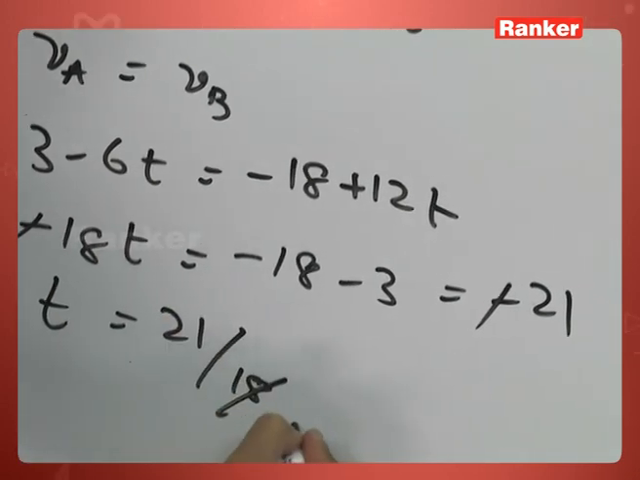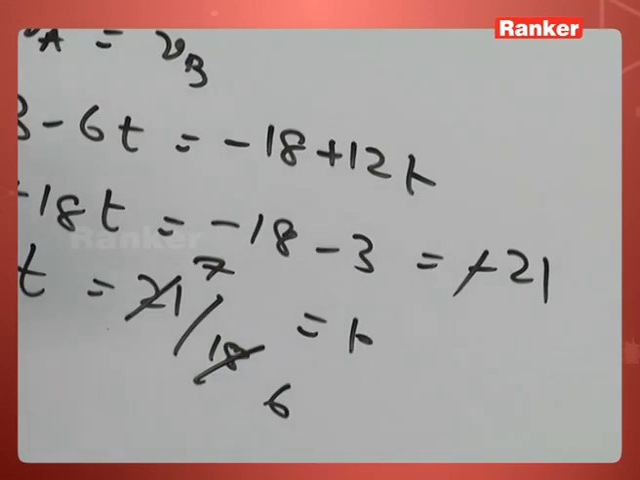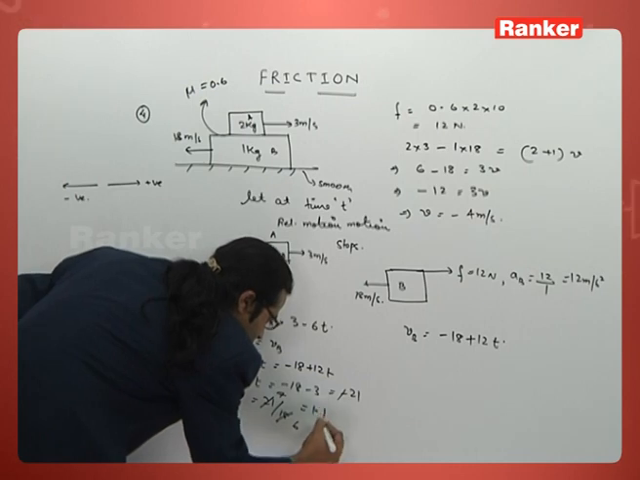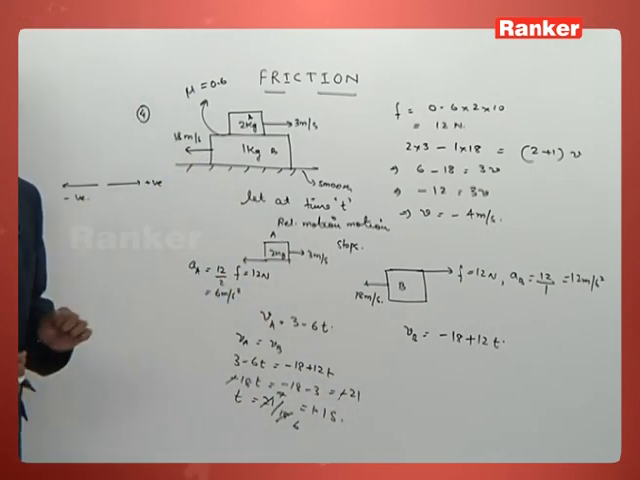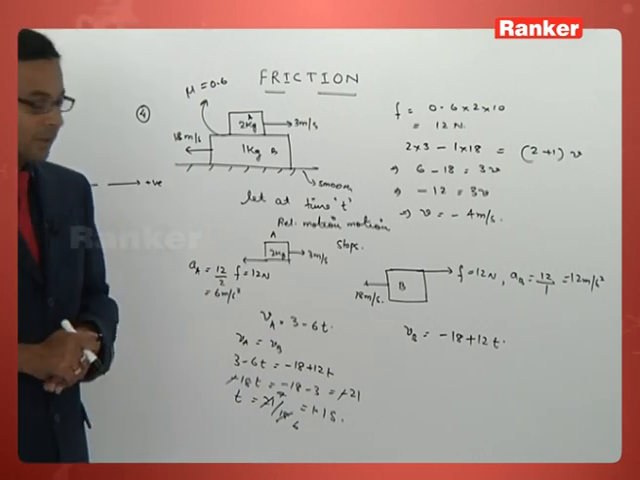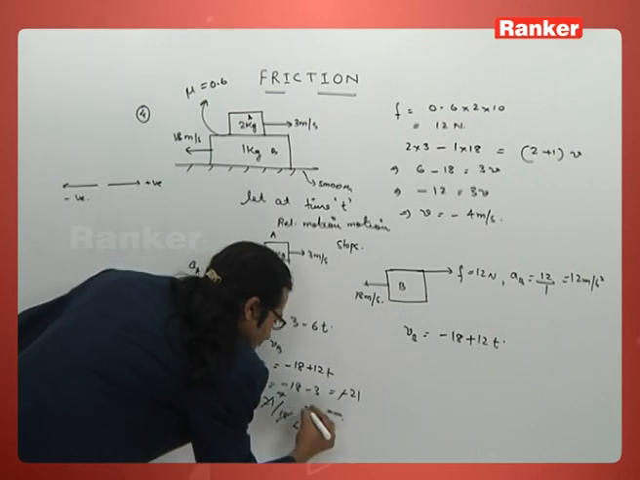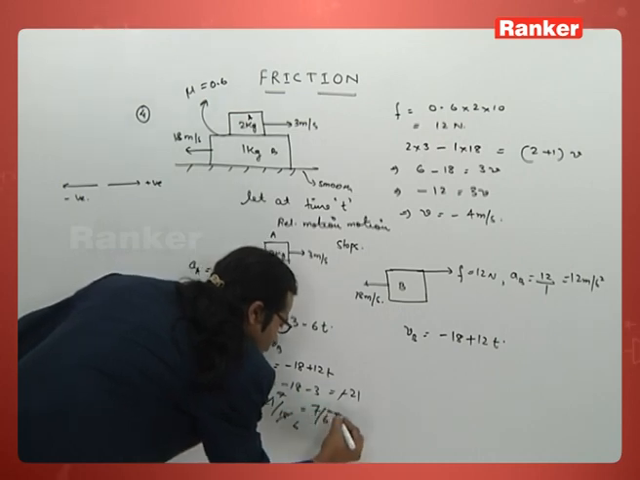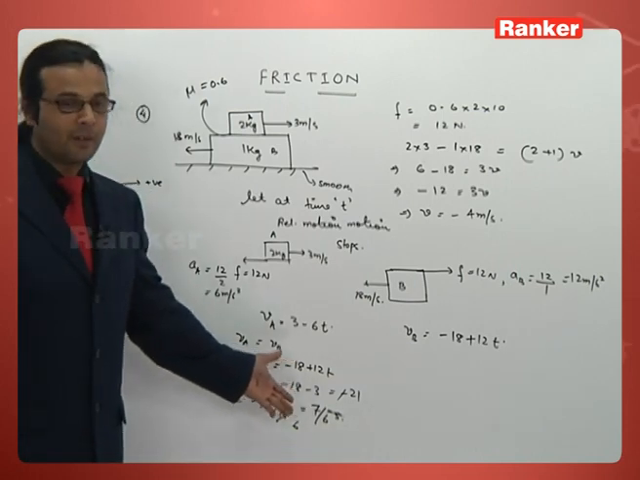So that is about 1.16 seconds. The time when the relative motion stops I can write as 7 by 6 seconds, it will be fine because it matches the options with 7. So the time when the relative motion stops is 7 by 6 seconds.